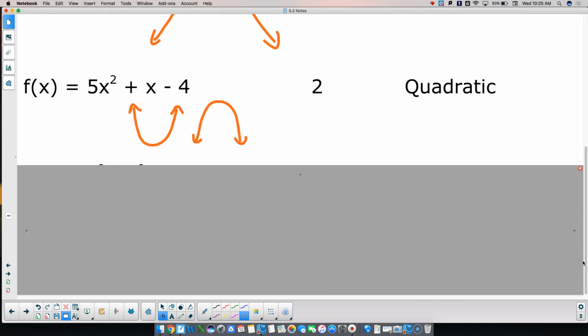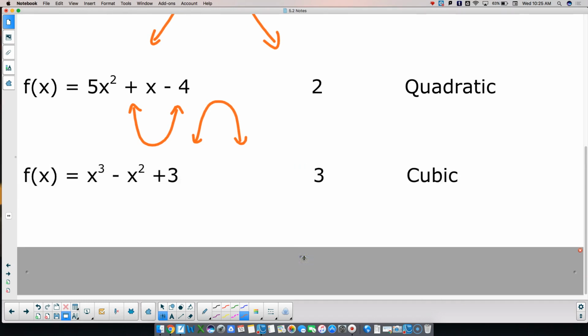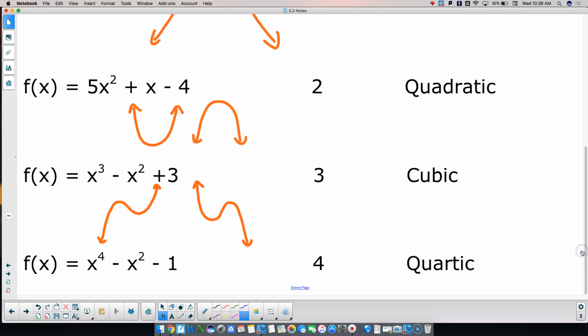Okay. Next one would have a degree of 3, and we call those cubic functions. Cubic functions either start down and then work themselves up, or they start up and work themselves down. How big of a hump is in the middle is dependent on the extra terms going on after the cubic. Just a straight x cubed function, we'll see in a minute, is smooth. No hump whatsoever.